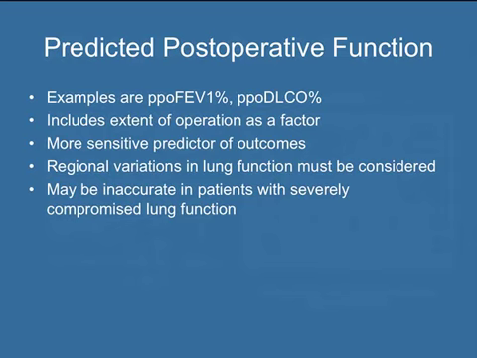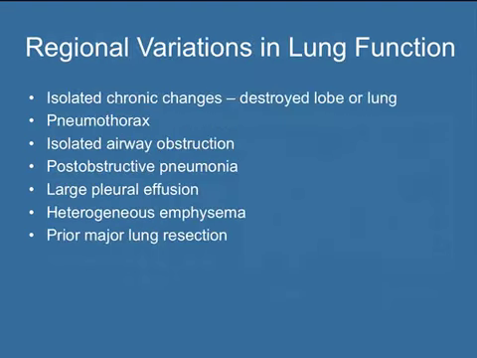It is important to note that regional variations in lung function can affect the accuracy of these estimates, and these estimates are known to be very inaccurate at times in patients with the most severely compromised lung function. There are a number of reasons for regional variations in lung function, including underlying chronic lung disease, acute lung diseases, airway obstruction, decreased lung volume as a result of pneumothorax or effusion, and prior lung surgery.